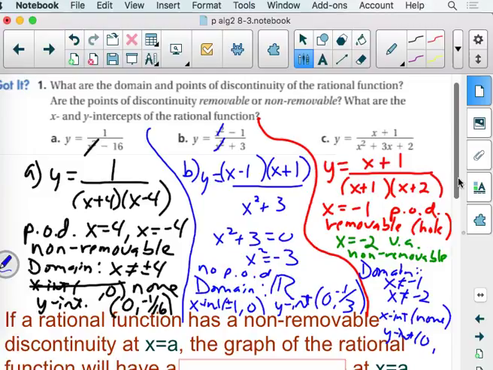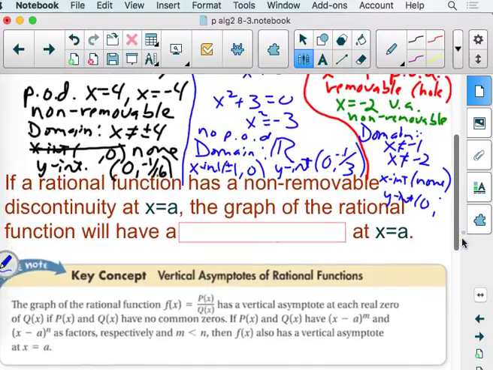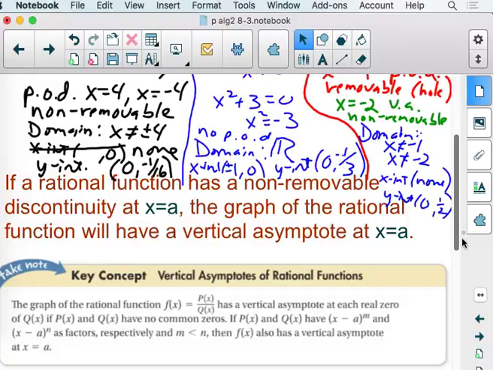All right. How are you going to get the y-intercept? What do you do? Cross off all the x's way up top. 1.5. Now, it says if a rational function has a non-removable discontinuity, and I've talked to you about this all the way through, if it won't cancel, it's not a hole. It's a vertical asymptote.